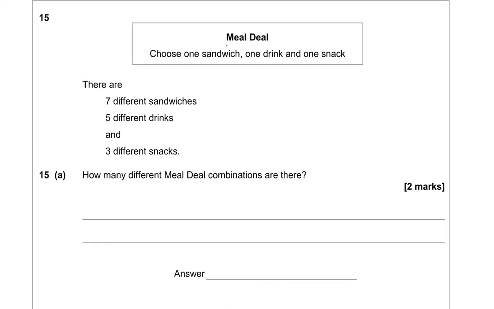Question 15. Here we have a meal deal, so choose one sandwich, one drink, and one snack. There are 7 different sandwiches, 5 different drinks, and 3 different snacks. How many combinations are there? So if you've watched my video on permutations and combinations, you should be okay with this. So basically, for every sandwich, we have 5 drink choices and 3 snack choices. And so to work out the number of combinations, we just do 7 times 5 times 3. 7 fives are 35, times by 3 we get 105 choices.